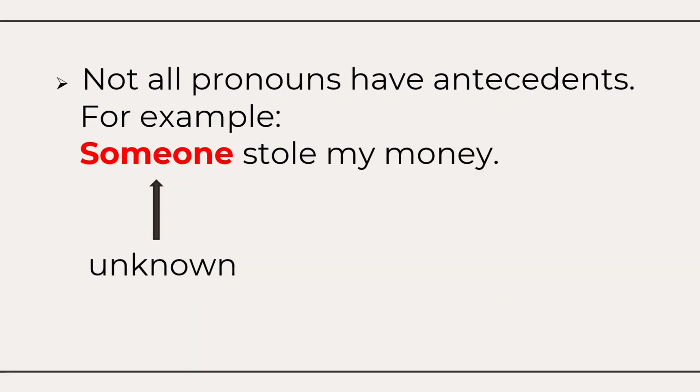But of course, there are times when either the antecedents are not really needed or the pronoun doesn't really have an antecedent. For example, someone stole my money. Now, the identity of that someone is unknown. Even I don't know who stole that money. So, how can I tell you? So, this pronoun, someone, does not have an antecedent.